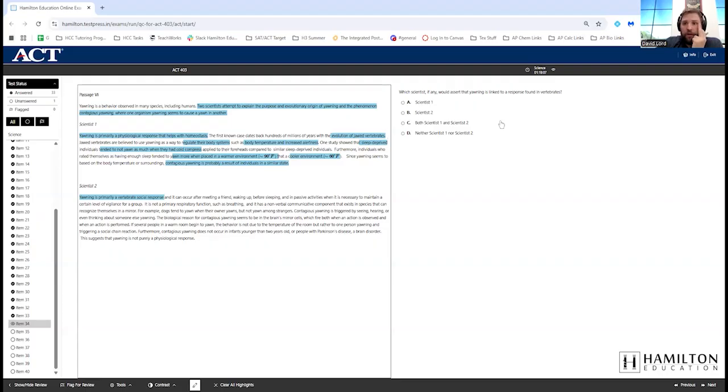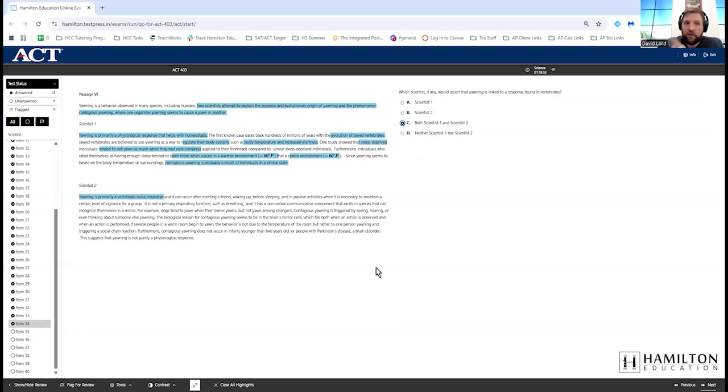Okay, cool. So which scientist would assert that yawning is linked to the sound of vertebrae? Definitely scientist 1, but how about scientist 2? Yawning is probably a vertebrate social response. Perfect, both of them. Now, if I click on the next one, the notes I just made went away. So something you may want to do is make your comments on one of them and go back and forth. You can also highlight anything on the new passage too.